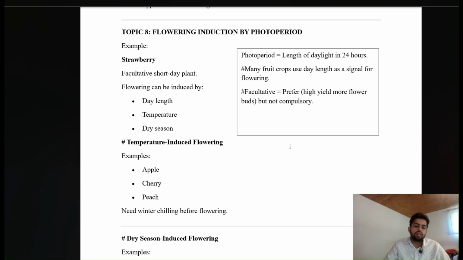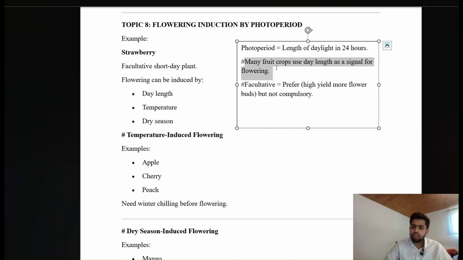Thank you. So our eighth topic is flowering induction by photoperiod. Many fruit crops use day length as a signal for flowering.